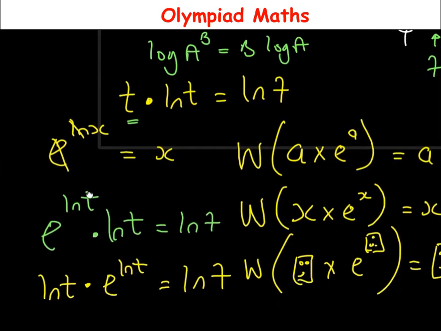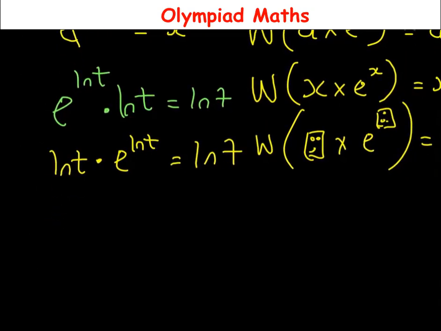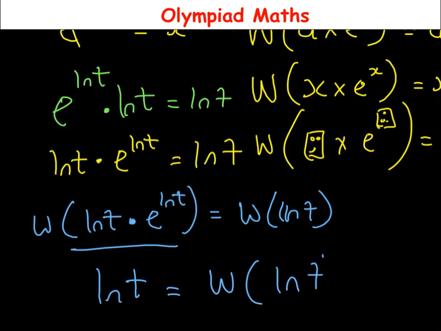So with this, looking at this right here, we are then going to apply the Lambert W function. So if you apply the Lambert W function to ln t times e to the power of ln t, we are also going to apply it to the other side. So W of ln 7. Okay, now if you apply the Lambert W function to this right here, what you will get is ln t. So you get ln t is equal to W of ln 7.